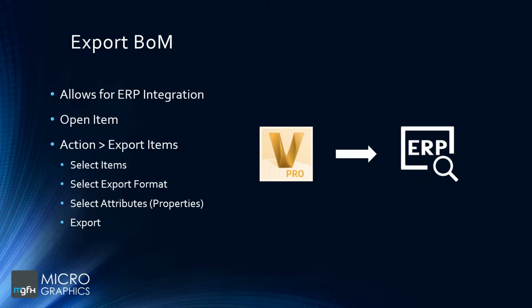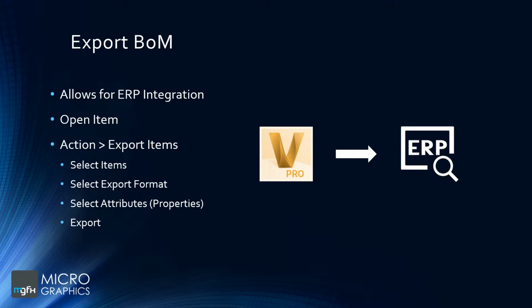And this is a process, a couple of steps in the process. I'll just do a high-level highlight of it here. Basically, you would open the item and you would go to the Actions menu to choose to export the items. From there, you would choose which items in the bill of materials you want to export. You would select your format. Is it CSV? Is it comma delimited, tab delimited? Is it an XML file?